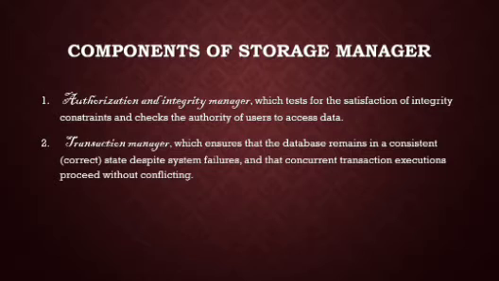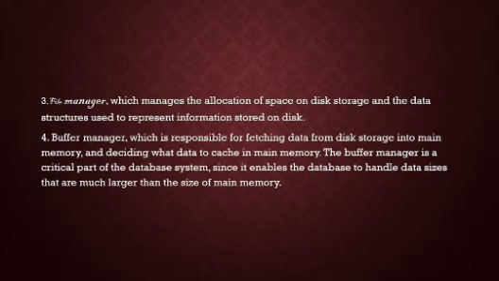What are the components of the storage manager? The first one is the authorization and integrity manager, which deals with the satisfaction of integrity constraints and checks the authority given to the users to access the data. Next is the transaction manager, which ensures that the database remains in a consistent state in spite of failures, and that concurrent transaction executions proceed without conflicting. Next is the file manager, which manages the allocation of space on the disk storage and the data structures to represent the information stored on the disk.